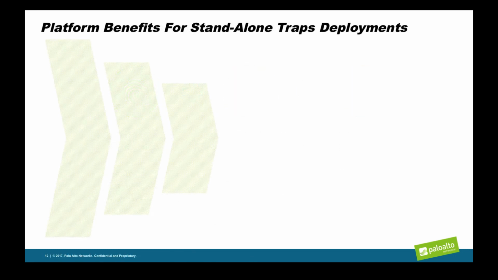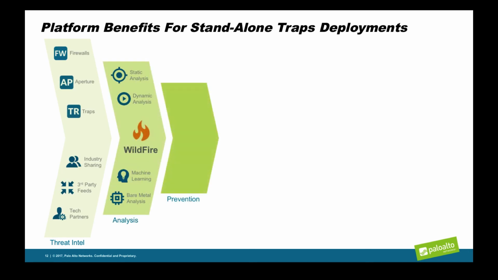And because Traps is an integral part of the Palo Alto Networks next-generation security platform, it still benefits from the platform and its capabilities. As I mentioned earlier, there are a number of sources that feed threat intelligence into WildFire. These include various third parties, industry sharing services, and tech partners, as well as other Palo Alto Networks customers and their Palo Alto Networks technologies that they have developed in their environments. All of this threat intelligence is captured in WildFire. WildFire analyzes this threat intelligence using its multi-technique approach and delivers prevention controls to Traps.